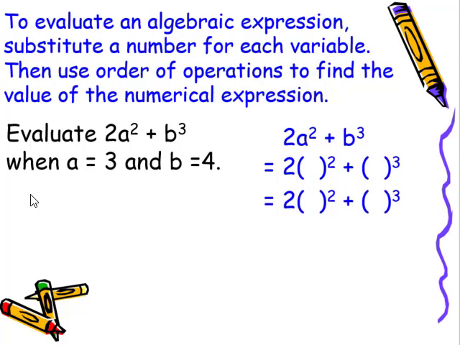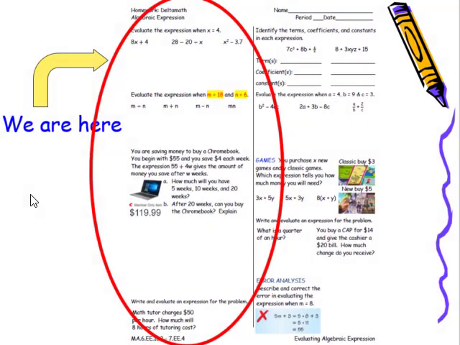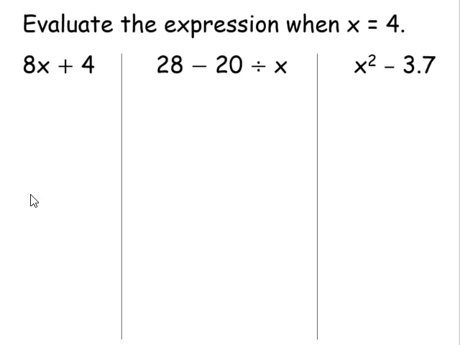We'll substitute our variables now. A is equal to 3. B is equal to 4. 3 squared is 9, and 4 cubed, remember that's 4 times 4 times 4. 4 times 4 is 16, 16 times 4 is 64. 2 times 9 is 18, and 18 plus 64 is 82. We are here now. You may want to pause to try to do these on your own.